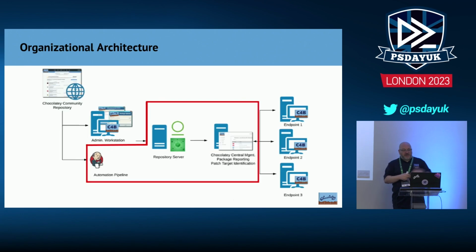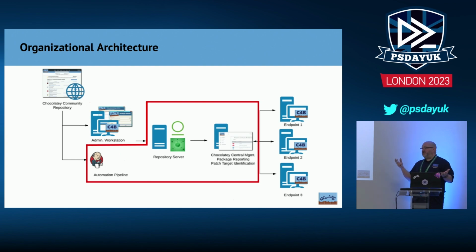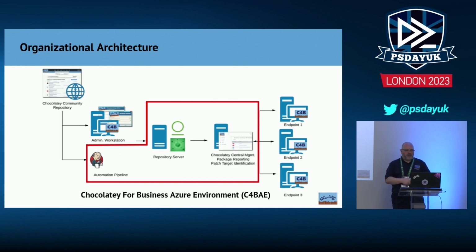So the organizational architecture there, that's what we recommend organizations deploy. And we've got our admin workstations, we've got our automation there, we've got Jenkins in the bottom left-hand corner. That could be anything. We just put Jenkins in there, that's one of the popular ones we use. But that red box there is also part of our Chocolatey for Business Azure environment that we've created. So that's our Azure Marketplace offering, where we put that all in one box and put it on one server for you to use.